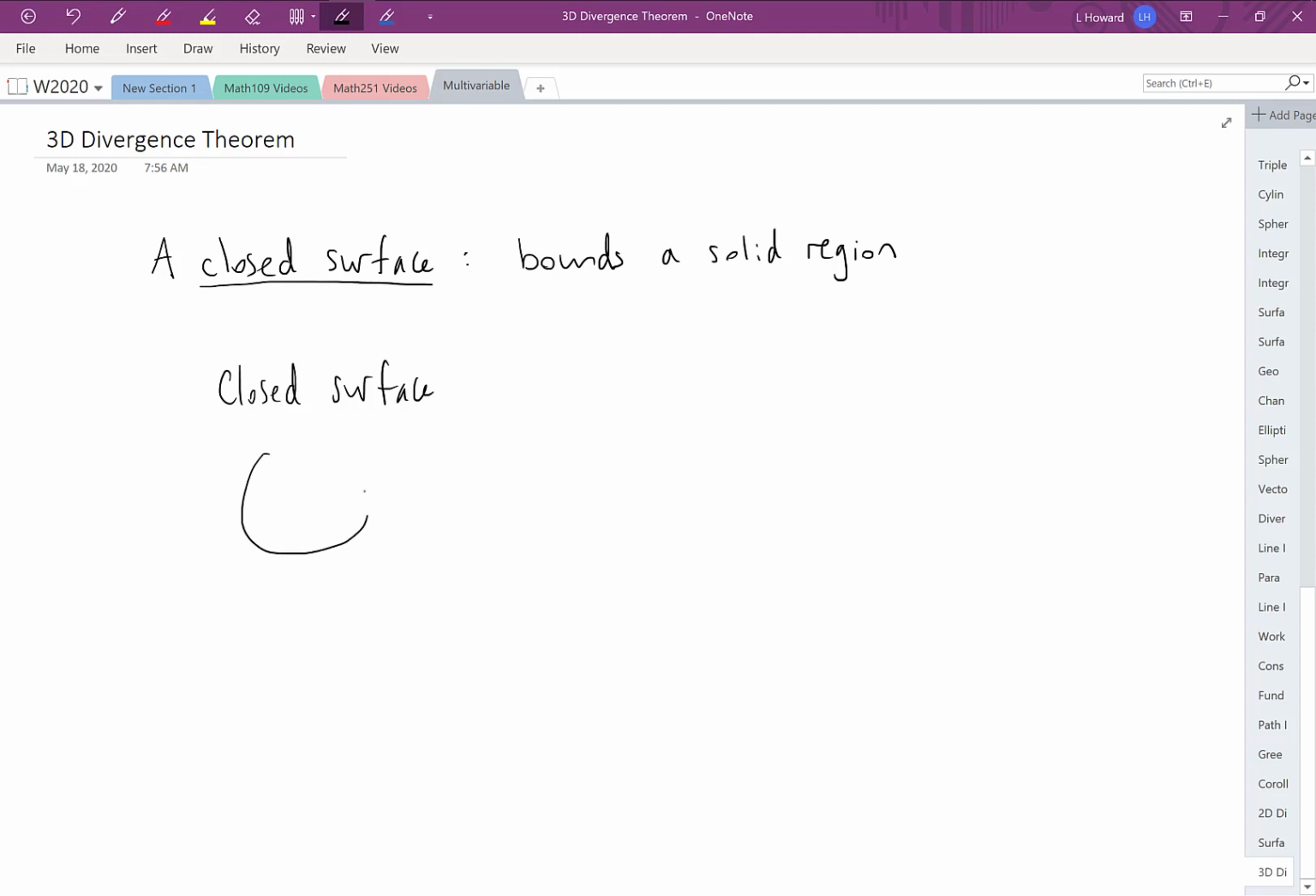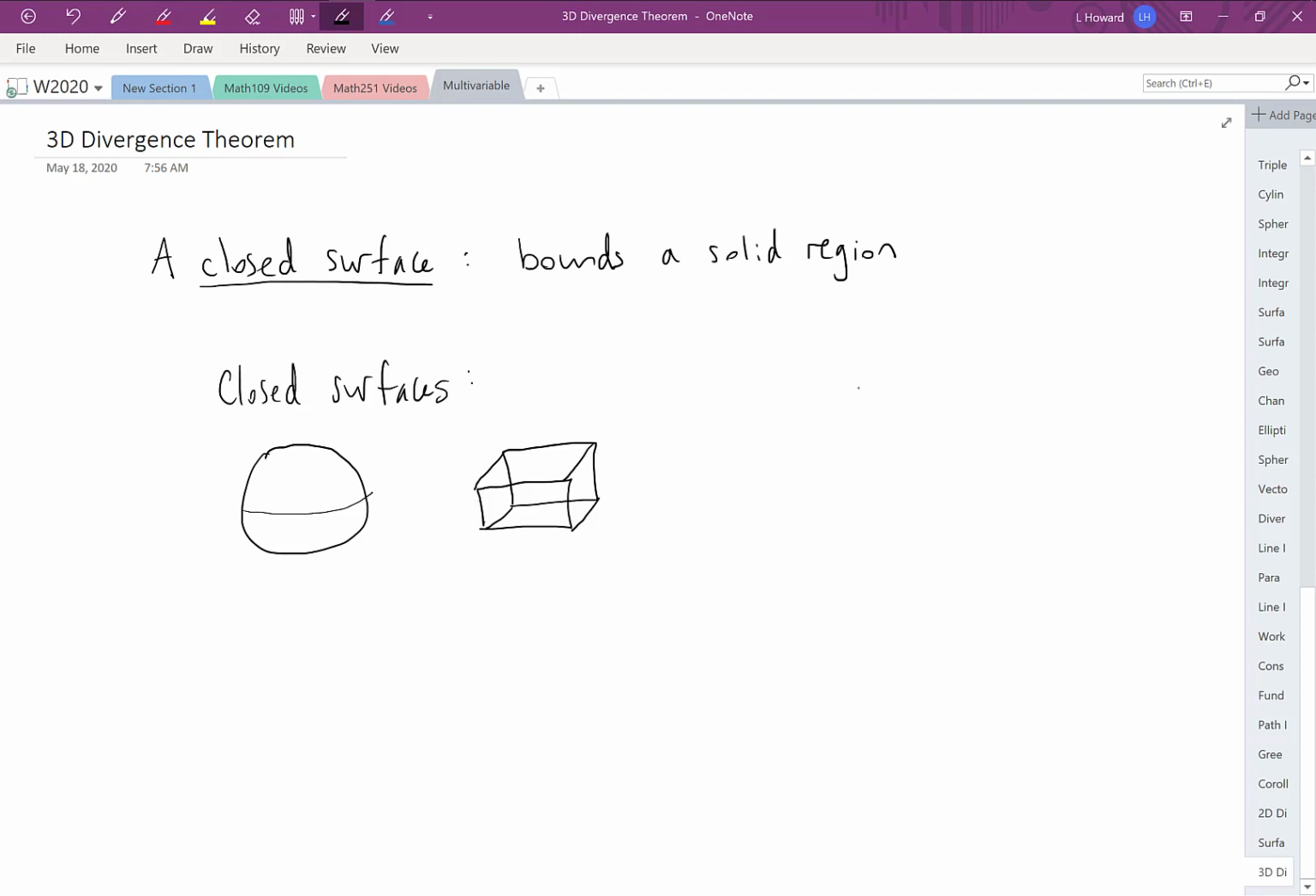If you had, say, a sphere, that's an example of a closed surface because you're trapping points in 3D inside that surface. Similarly, you could take, say, a cube. So that cube bounds a solid region in 3D. So let's say those are closed surfaces.